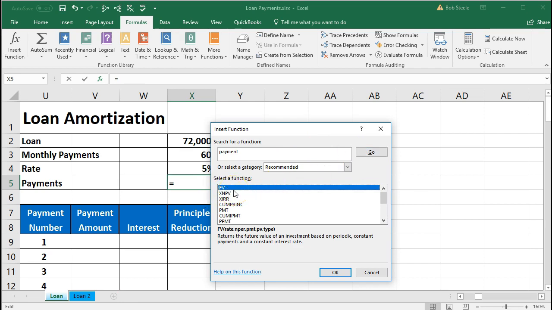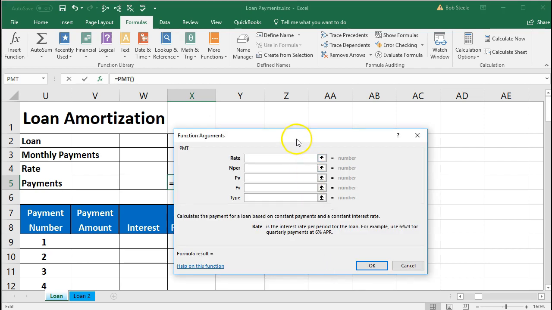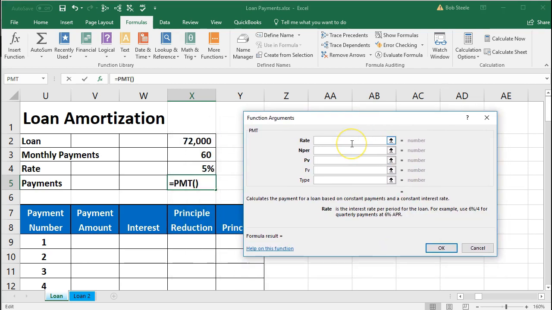Here's FV, which returns the future value. That's not what we want. We actually want this one. It'll give you the little description down here: calculates the payment for a loan based on constant payments and a constant interest rate. And it'll give you a bit more detail in terms of a box that will help give you the description.